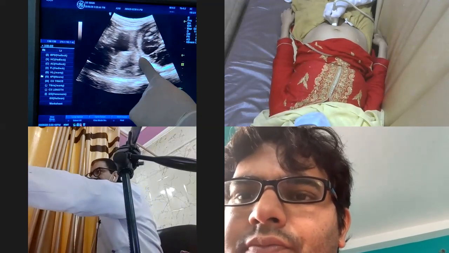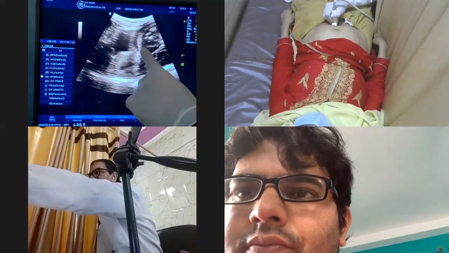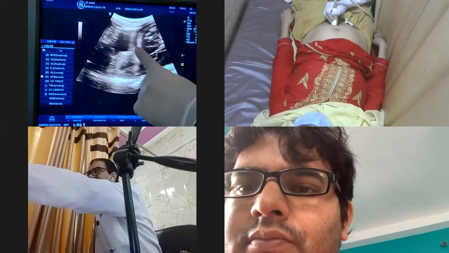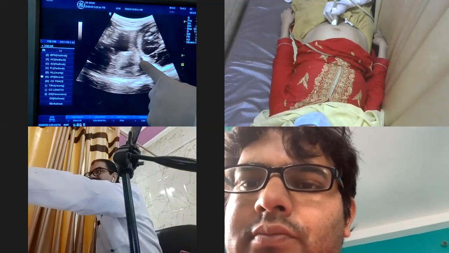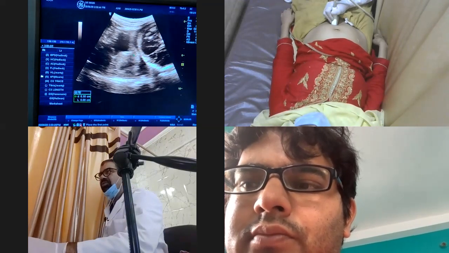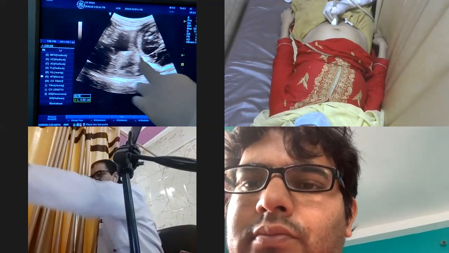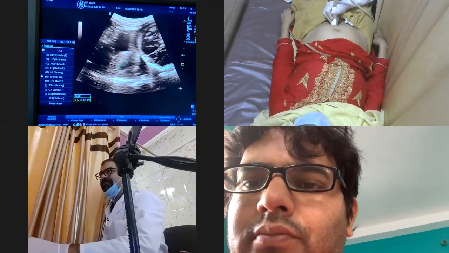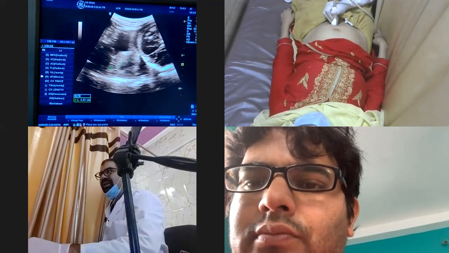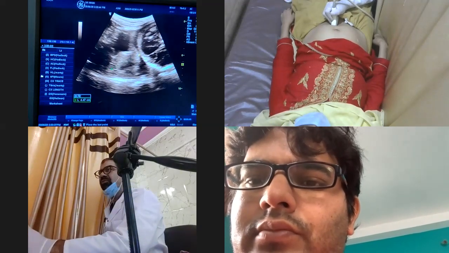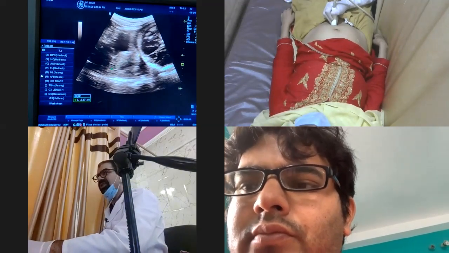Anyhow, this is the internal os and this is the external os. Now the funneling will appear over here. Funneling will appear over here in case of cervical incompetency. So how to measure it? You take a cursor, put it over here, then measure like this. So it is coming to about 4.4, 4.5 centimeters, the cervical length.